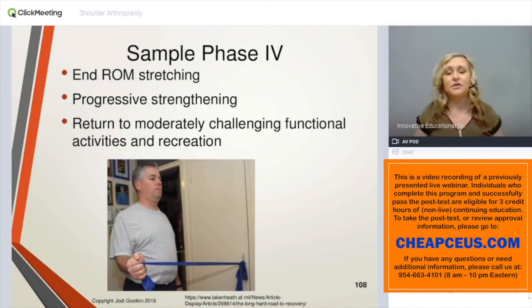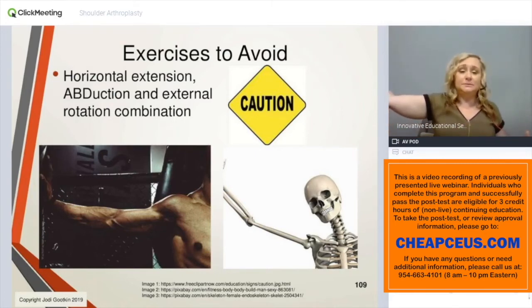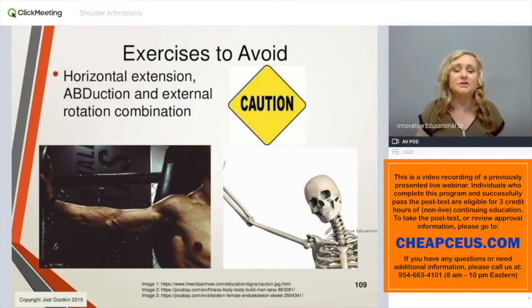And now we're looking much further out, about 16 weeks for these patients. As we're adding those exercises, we may have patients that are returning to different functional tasks. Maybe we're starting to add a program where they're going back to the gym. We're going to particularly be cautious at that horizontal extension or abduction and external rotation combination. We can see here that that will stress that anterior capsule.